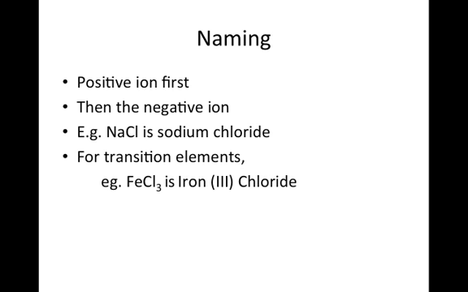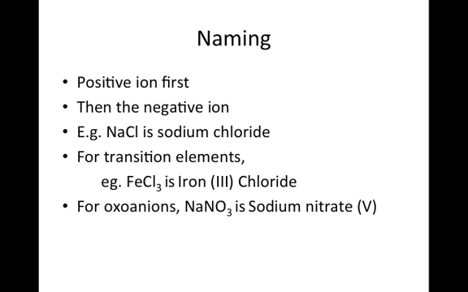For transition elements, for example, iron 3 chloride here, just saying iron chloride isn't enough, and that's because iron can have more than one oxidation state, and this is true of many other elements. In this case, there are 3 chlorides, so we know that the iron here must be 3+. This means the iron is in oxidation state 3, and we put this in Roman numerals after its name to say that that's what we mean. We mean iron 3 chloride.